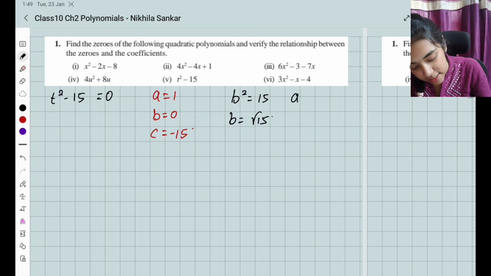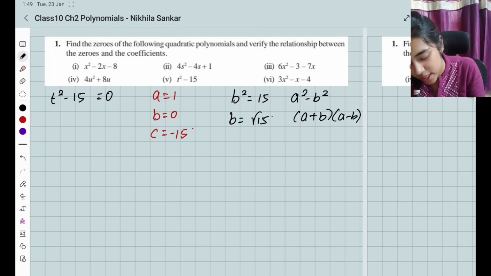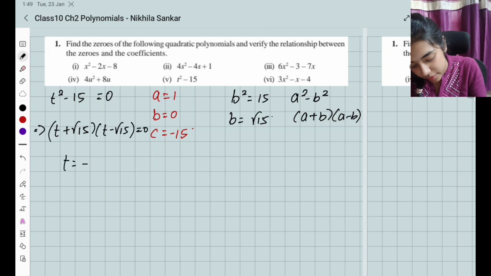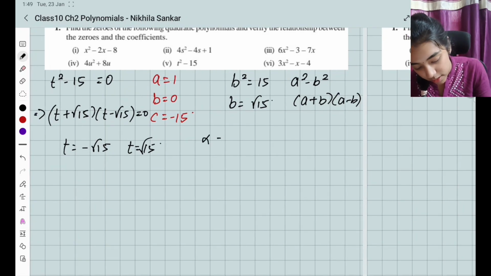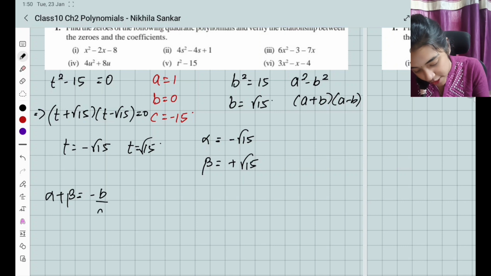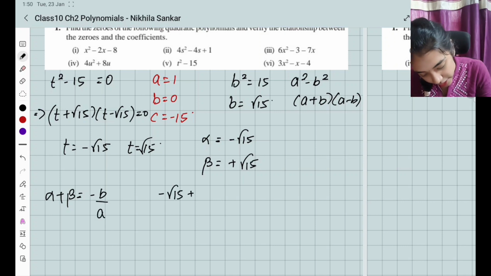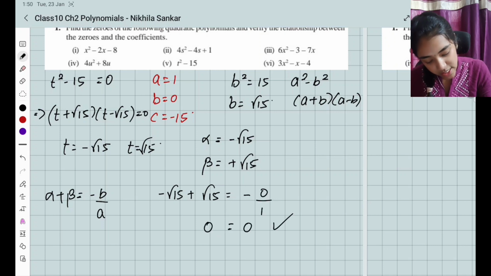So I can split this as, this is on the form a square minus b square. I can write this as a plus b into a minus b. Okay, so this is going to be t plus root 15, t minus root 15 equals 0. So from this we have t equals minus root 15 and t equals plus root 15. So from this we have alpha equals minus root 15 and beta equals plus root 15. Now the relationship alpha plus beta equals minus b divided by a. So we have minus root 15 plus root 15 equals minus b, which is 0 divided by 1. So 0 equals 0. So this is also verified.